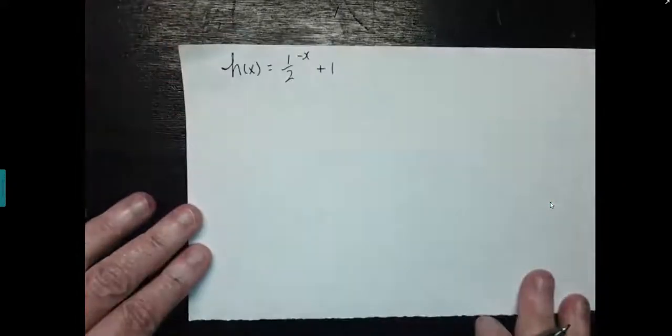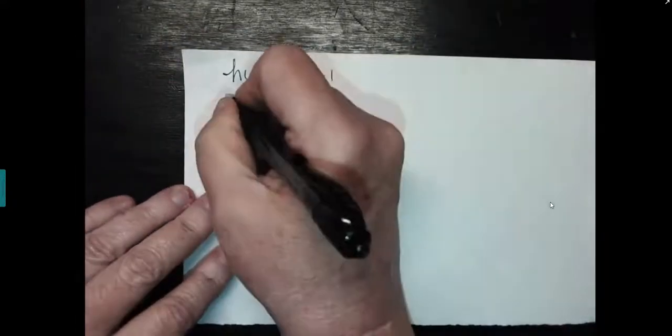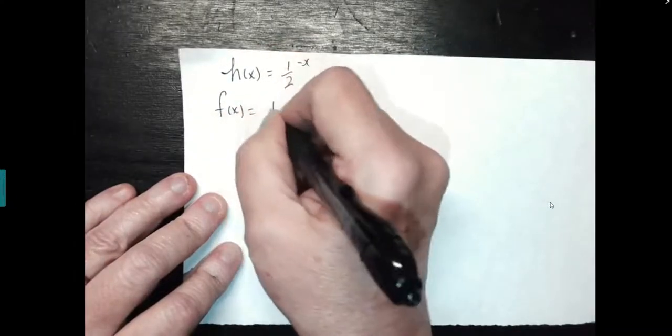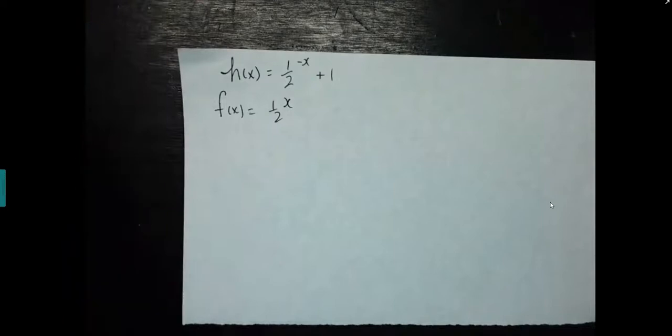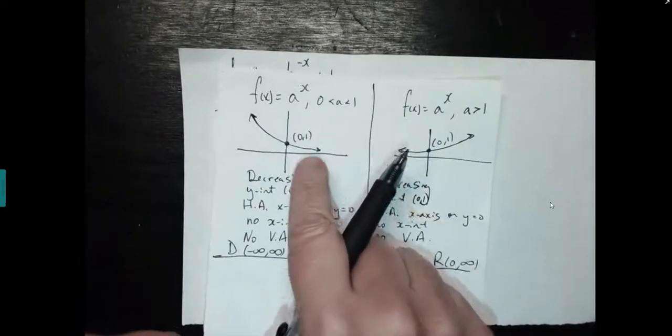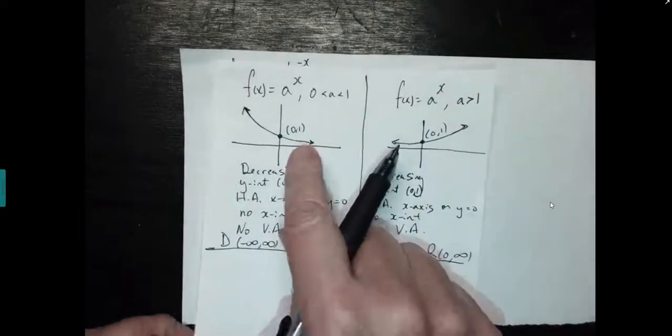Let's go on, try and do as much as we can. How do I get the graph of that one? Well, I'm going to start with that function. Now, what does that look like? Well, my base here is a half. Since my base is a half, it's going to look like this.